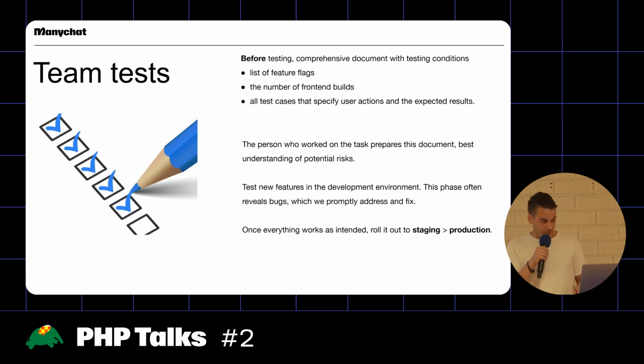So the checklist, the actual team test. This is a document which has all the testing conditions. It's the actual behavior in the product, the actions that the user can take in the product, and then what we expect to see or what we expect to not see, because there might also be adverse effects in other parts of the product. And we will specify this in writing. Like I said, it's going to be the persons who worked on this who are going to prepare this.